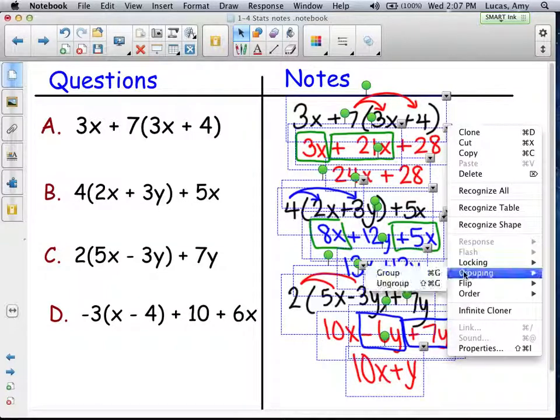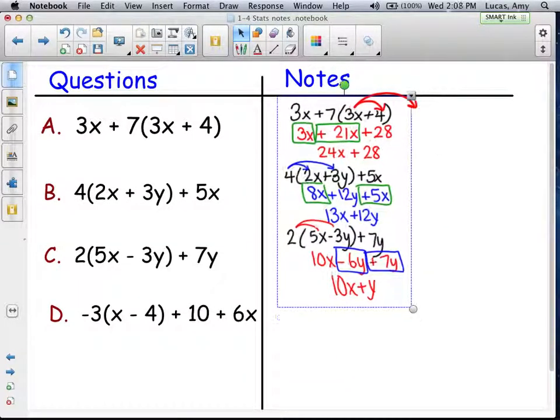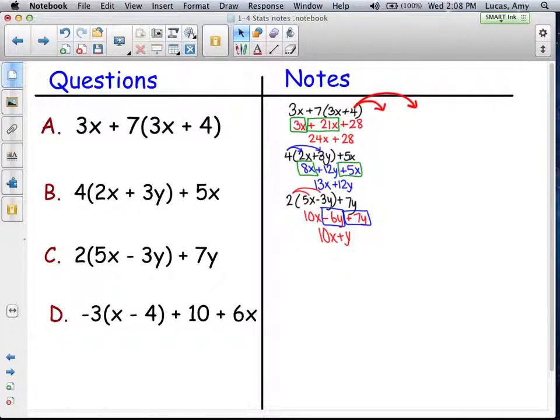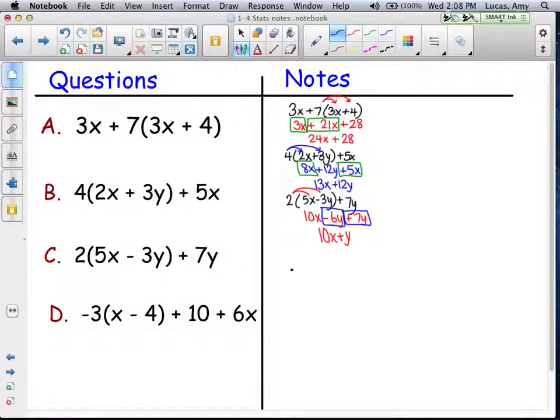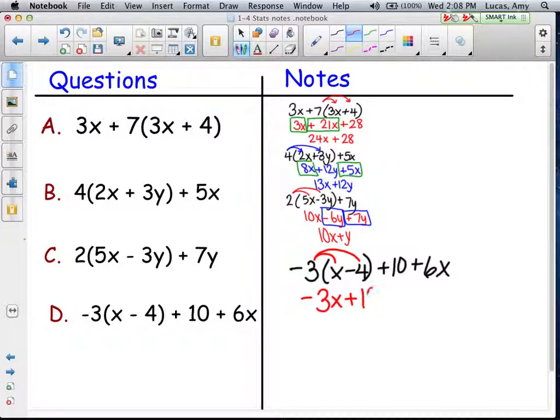I'm running out of room, so I'm going to group this and shrink it. So I can fit one more problem in for you. I did not want to skip this one because this one has a negative sign on the 3. And it's got a little bit more going on with like terms. So if I distribute the negative 3, I get negative 3x, and then remember positive 12, because there's a negative on the 4 and on the 3. A negative times a negative is a positive.